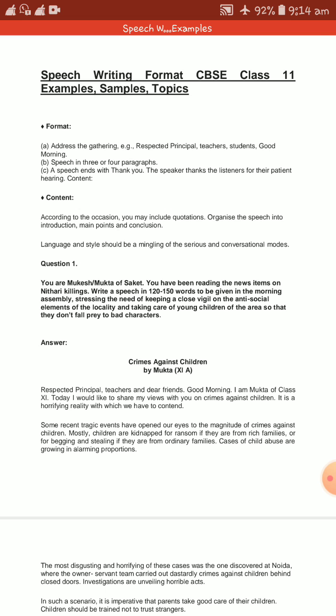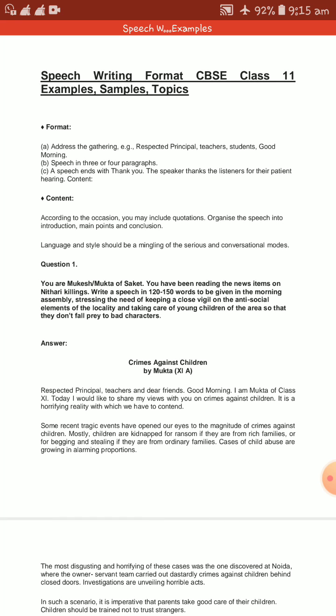Now, content. In respect of content, according to the occasion, you may include quotations. Organize the speech into introduction, main points, and conclusion. You have to frame it properly, keeping in mind the introduction, main points, and finally the conclusion.